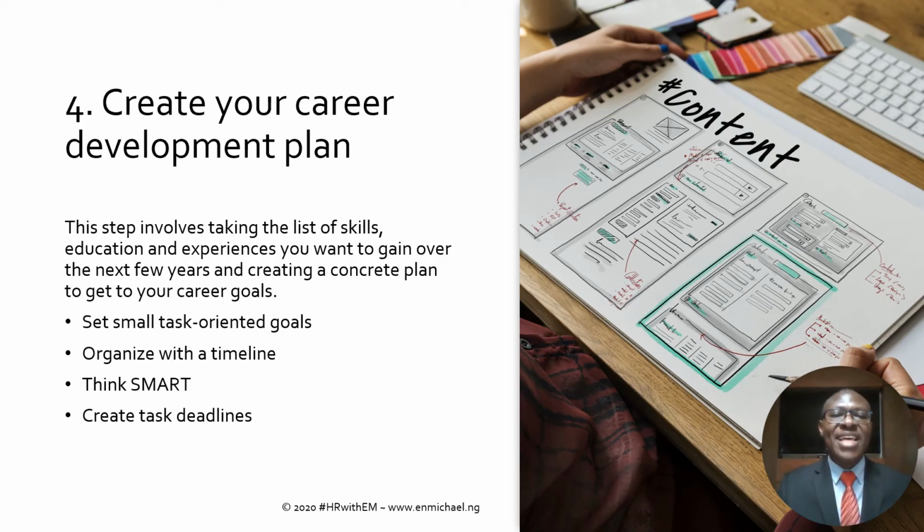Then you need to create task deadlines. So when do you want to get this thing completed? Let's say, for instance, you want to run a race, a 10-kilometer race, or choose a particular career. You want to become an HR professional. You need to be certified. Let's say you want to get certification in HR.